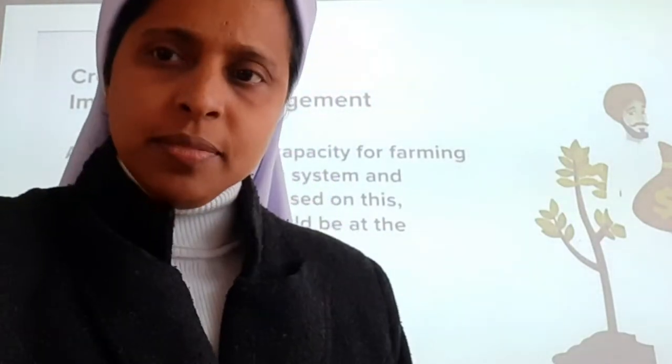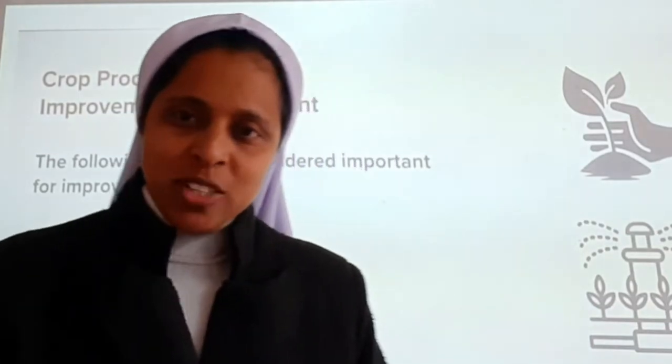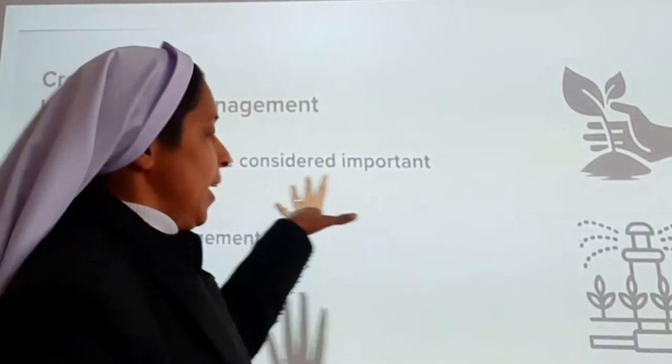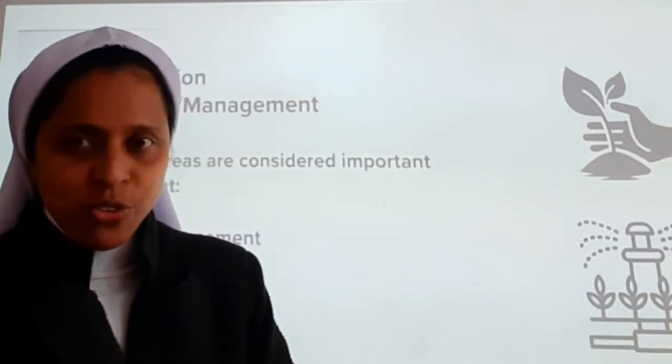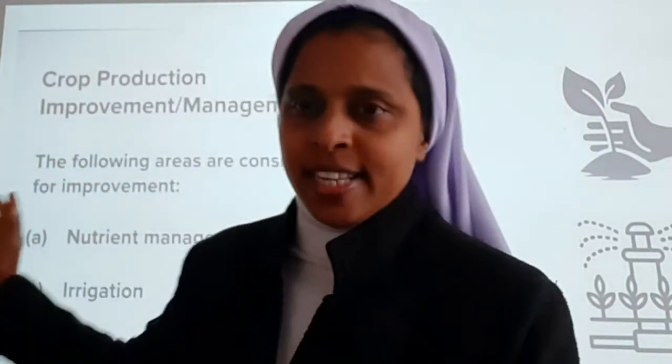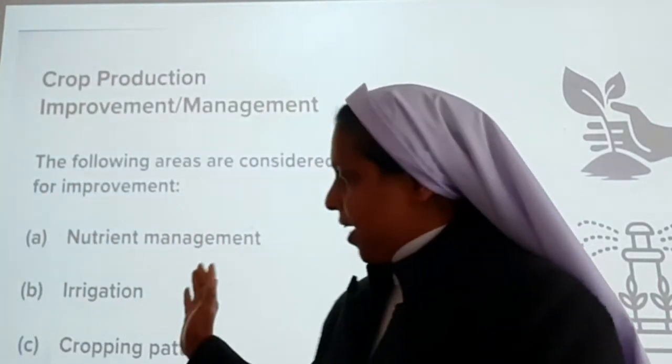So moving forward. In crop production improvement or management, the following areas are considered important for improvement. What are they? Nutrient management, irrigation and cropping patterns.